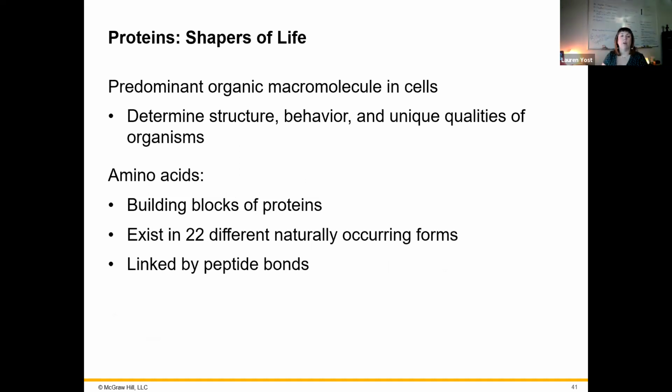Next, we have the proteins. We say that they're the shaper of life because they are the predominant organic molecules in cells. These are going to be our enzymes. These are going to be basically every function that you have going on in your cell. Your genes, let's just start there. Your entire genome, every single gene in your genome ever, your genes code for proteins. They don't code for anything else. They code for proteins.